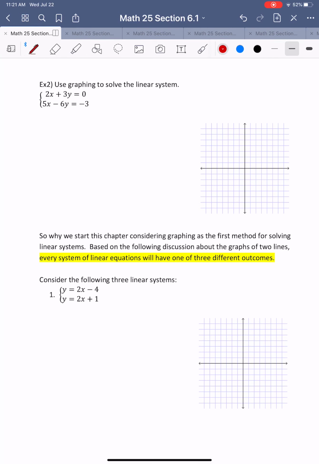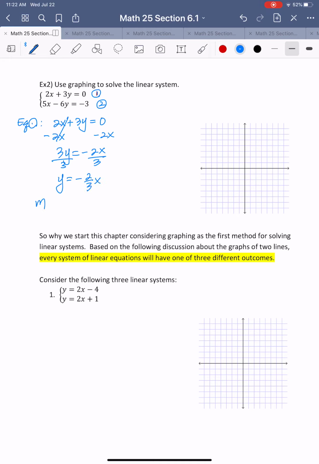Use graphing to solve the linear system. 2x plus 3y equals 0 is equation 1, and then the second equation is number 2. Let's take equation 1, 2x plus 3y equals 0. Subtract 2x from both sides: 3y equals negative 2x. Divide by 3: y equals negative 2 thirds x.